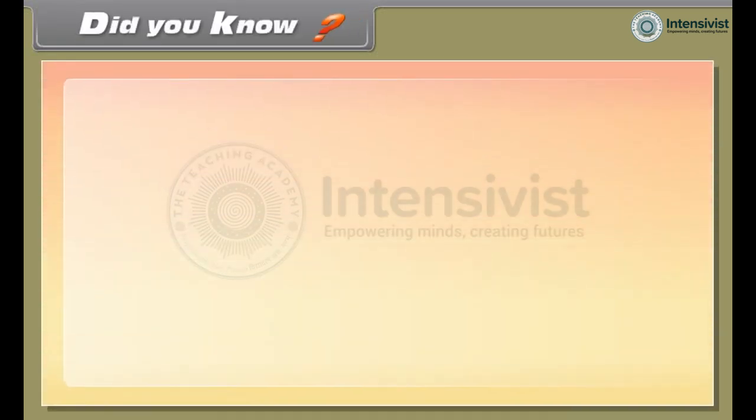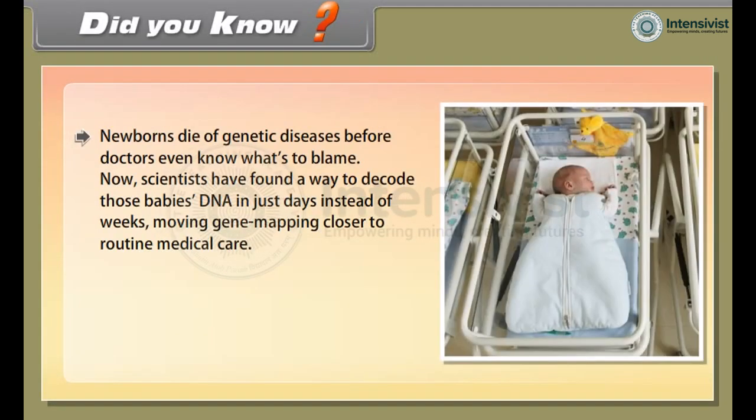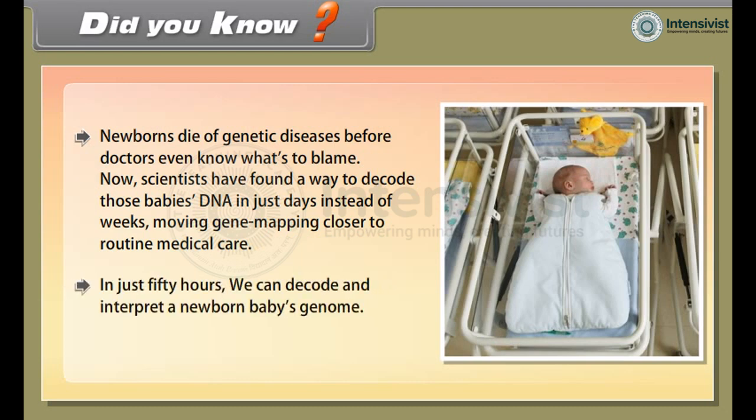Did you know? Newborns die of genetic diseases before doctors even know what's to blame. Now scientists have found a way to decode those babies' DNA in just days instead of weeks, moving gene mapping closer to routine medical care. In just 50 hours, we can decode and interpret a newborn baby's genome.